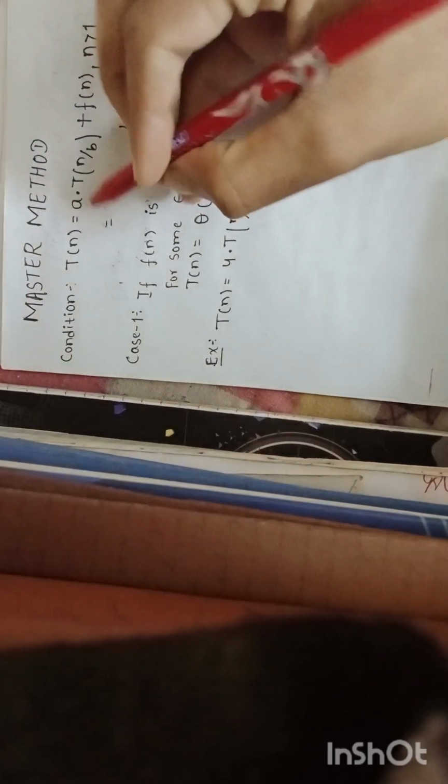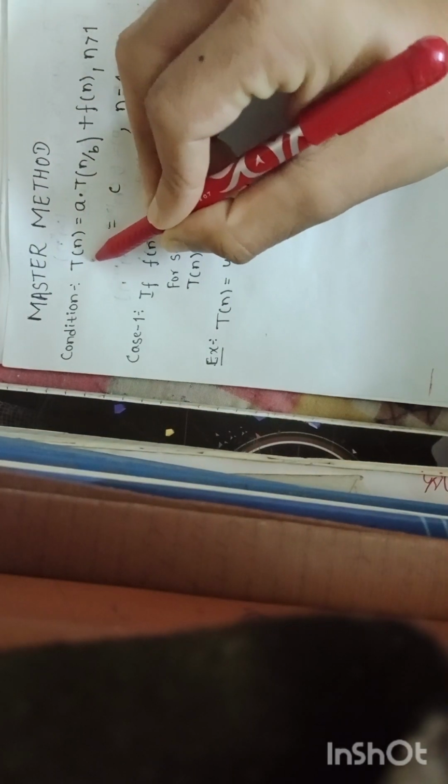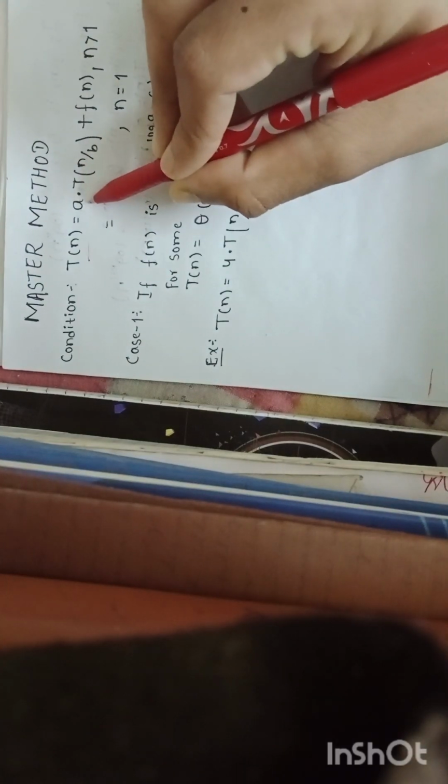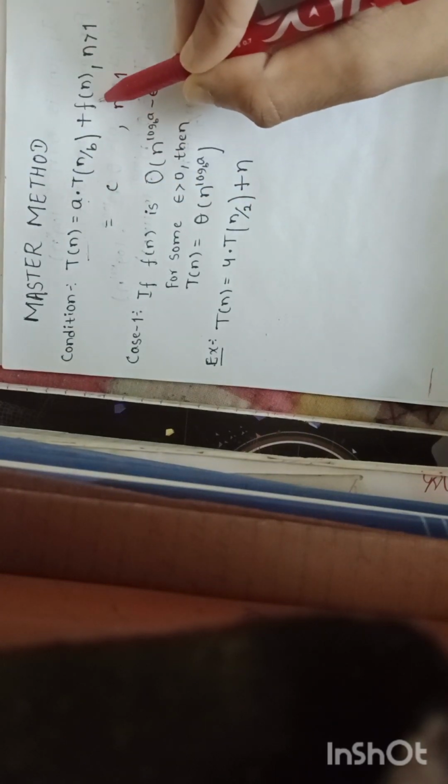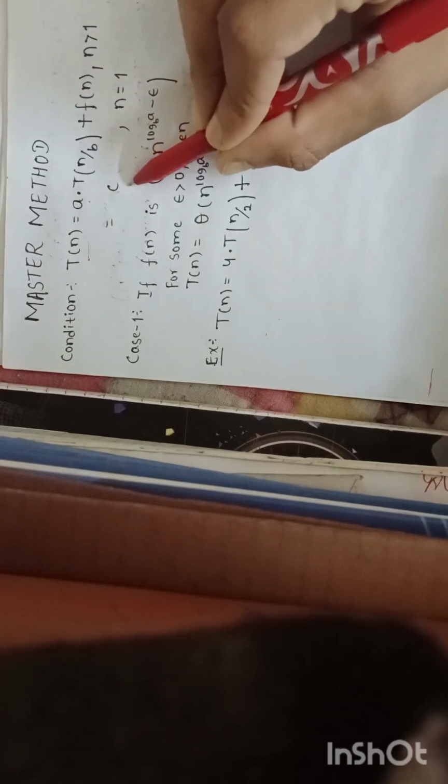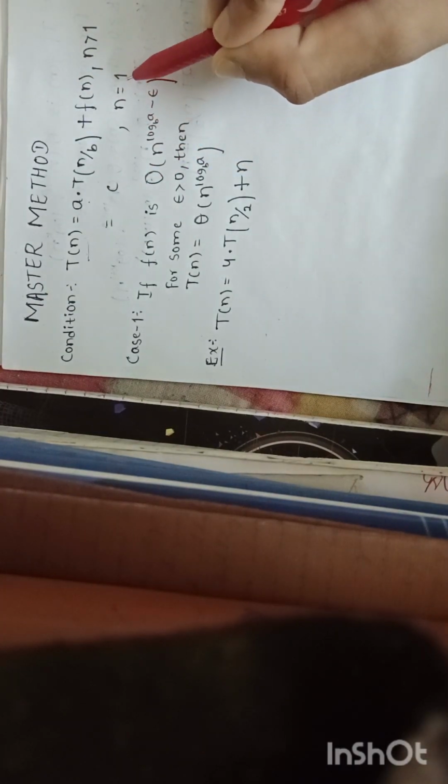First, the condition to fulfill for the master method is that the recurrence relation T of n should be in this form: a into T of n by b plus f of n, where n should be greater than or equal to 1, and it is C for n equals to 1. Now there are basically three cases of master method. So let us look at them one by one.